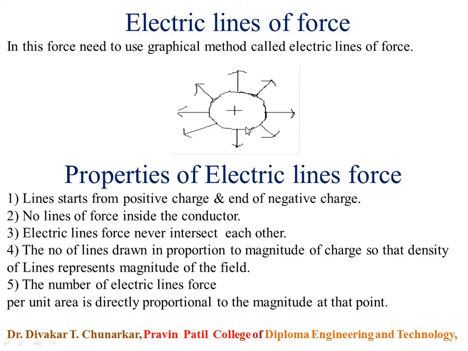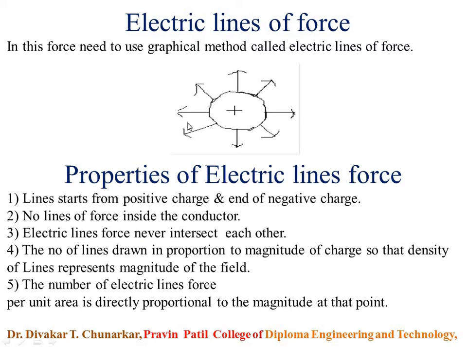The number of electric lines of force per unit area is directly proportional to the magnitude at that point. Keep in mind, this is the important sentence. The number of electric lines of force per unit area is directly proportional to the magnitude at that point. And these lines never intersect each other. These are the properties, the characteristics, of electric lines of force.